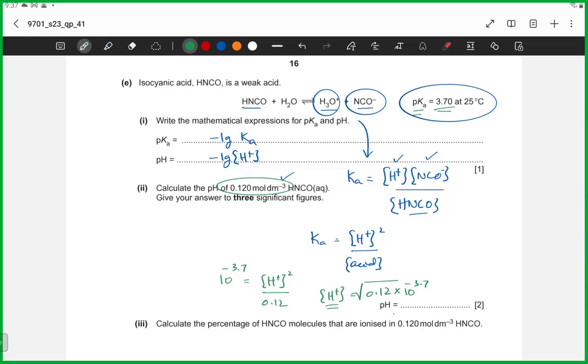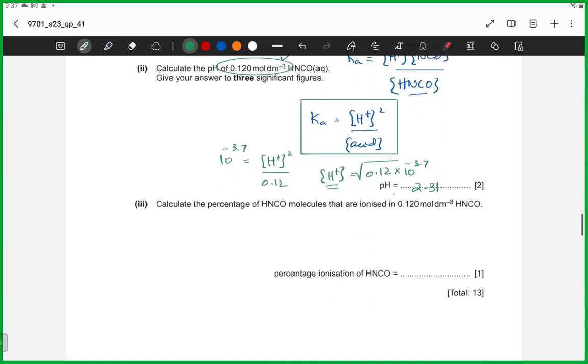Okay, 2.31. So remember, if it's only the weak acid, this is the formula that you're going to use. Remember, there are 2 formulas. One is for buffer and the other one is for just the weak acid.